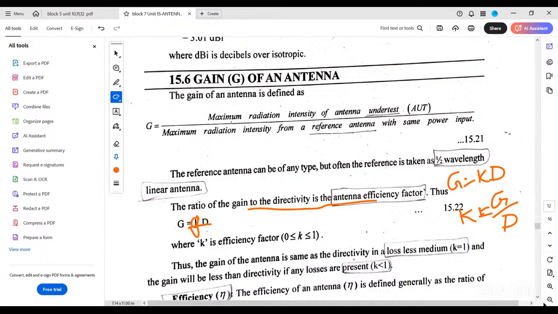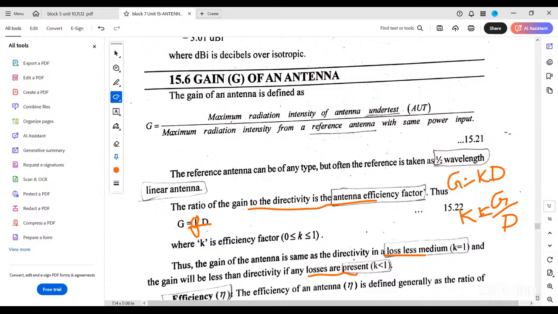Suppose if K is 1, it means we are using a lossless medium. Directivity is in a lossless medium. If K is less than 1, losses are present, with some fluctuations. If K is less than 1, we are getting losses. If K equals 1, there is no loss. What is the meaning of no loss? Whatever is produced at the input is reaching the output. That is called the gain of the antenna.